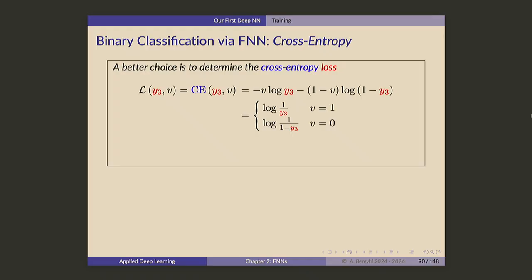So this is the cross-entropy. First of all, does this guy have gradient? But y3 cannot be 0. y3 is the output of a sigmoid. It's between 0 and 1. So then, does it have gradient? It has gradient everywhere.